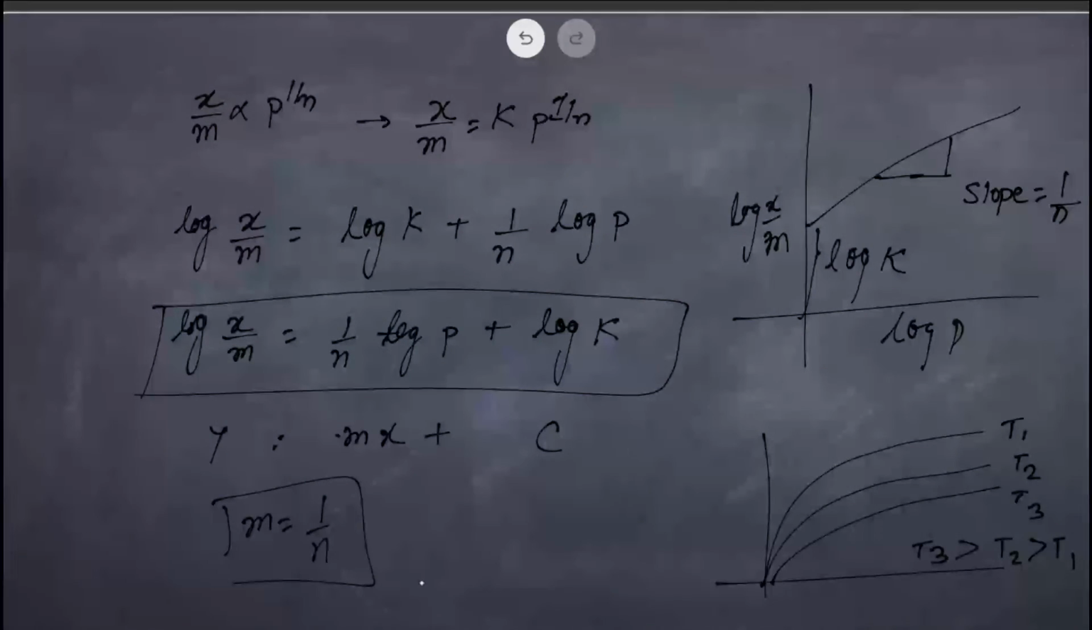Sorry, I just spoke wrongly. T3 is at a very high temperature and T1 is at a very low temperature. So at T1, the extent of adsorption is very high, and at T3, the extent of adsorption is very low. Let us now talk about some applications of adsorption.